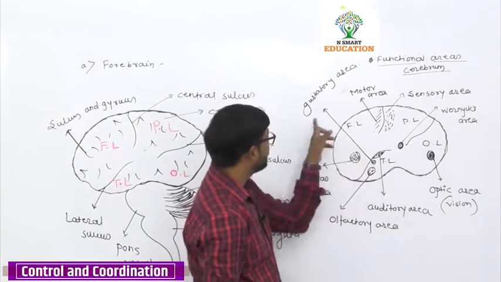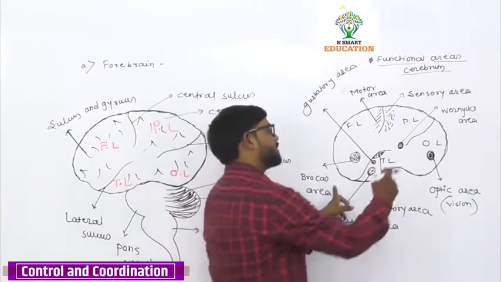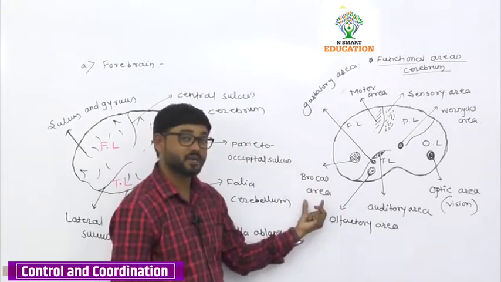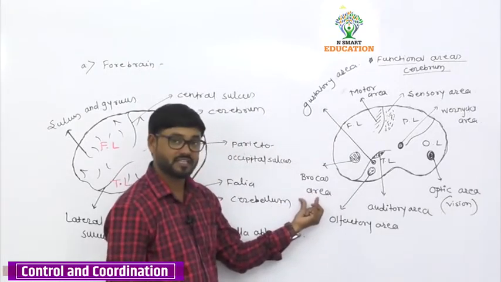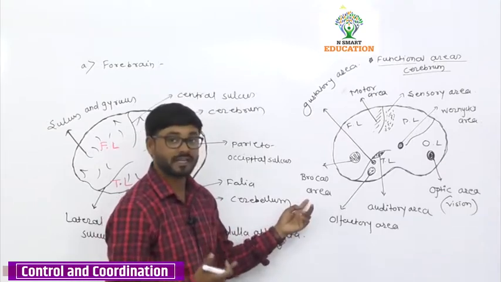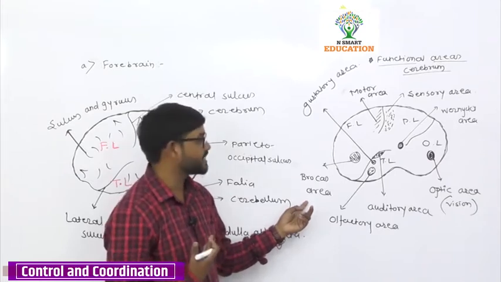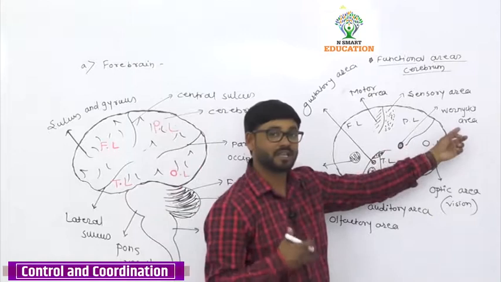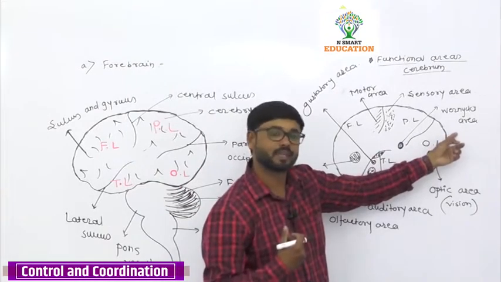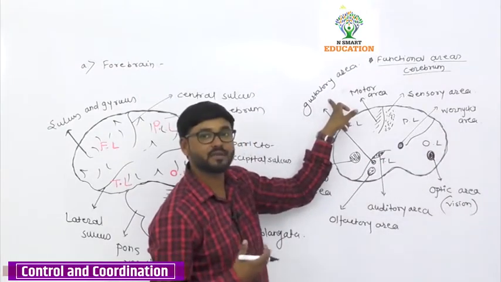Okay, gustatory area, Broca's area, and here is Wernicke's area. Broca's area is called the Broca's speech area. It covers whatever we speak and the movement of the tongue, larynx and vocal cord. I have told you already about Broca's area. Wernicke's area means analyzing and understanding what has been said. Clear? Then the gustatory area means taste.